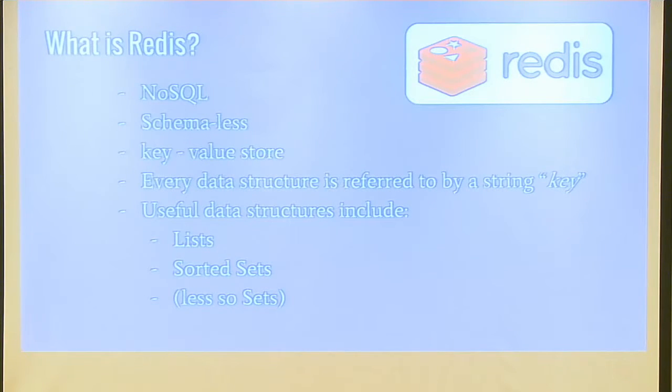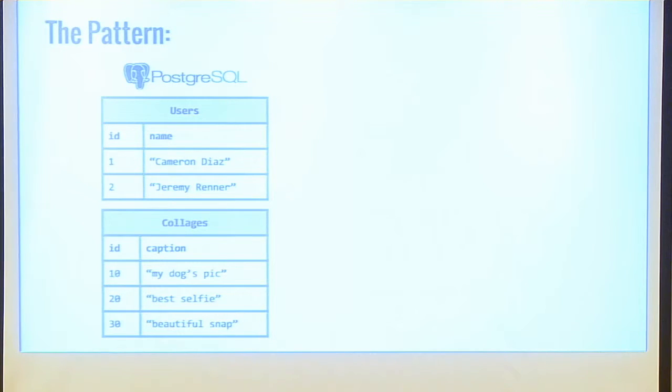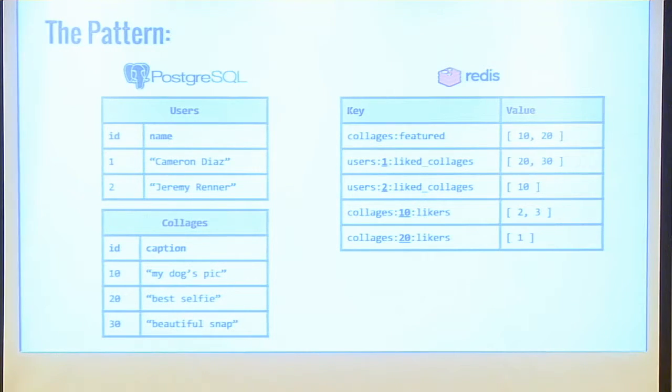For those who don't know, what is Redis? Redis is a NoSQL schemaless store. I won't go too much into this, but it's basically a key value store. Everything is stored by a key, and then there is a value that can be different kinds of structures like a list or sorted sets. The pattern that we use is that we have users and collages in the simple SQL model. And then in Redis, using the keys, we store lists of things. Basically they are just pointers to the IDs of the different things.